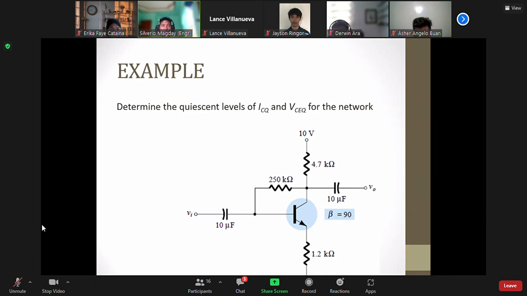Beta, IB is your IC over beta. So multiply the beta to 4.7 and 1.2. What did you get, Mr. Maranyon? None. I can see you solving earlier. Glean, any answers, Glean?